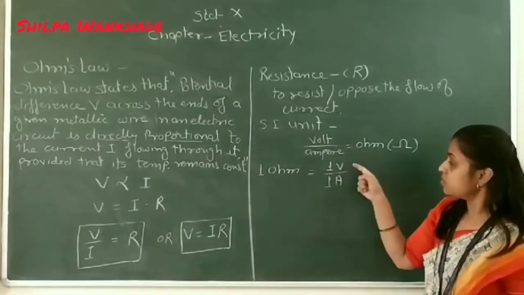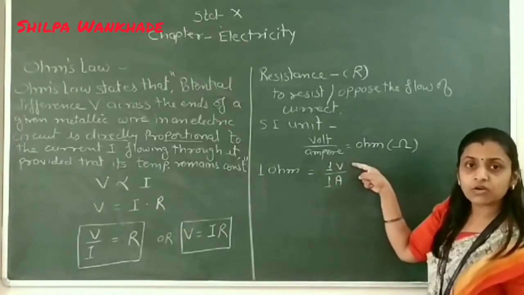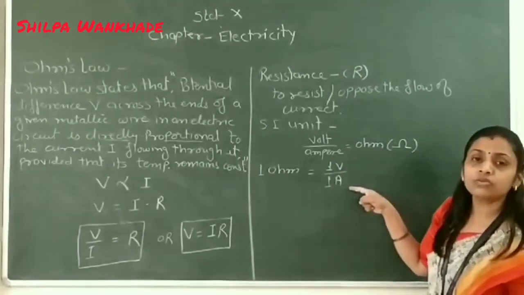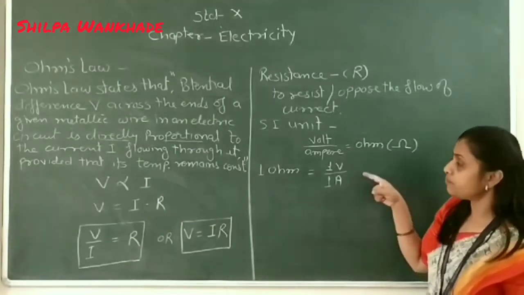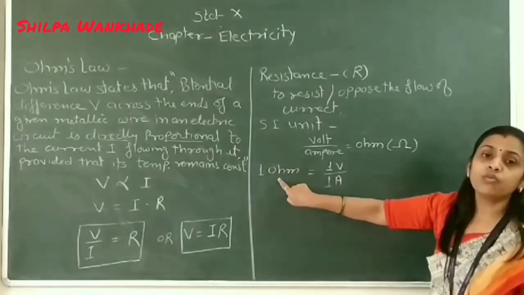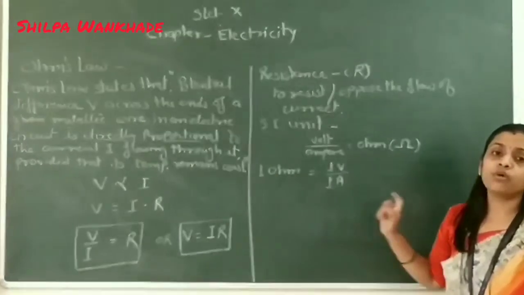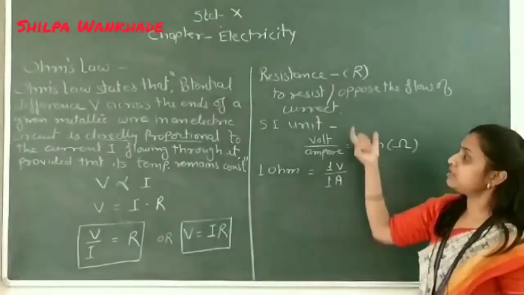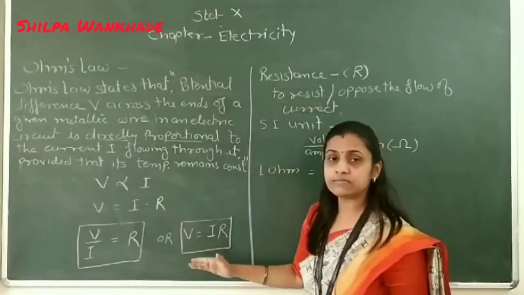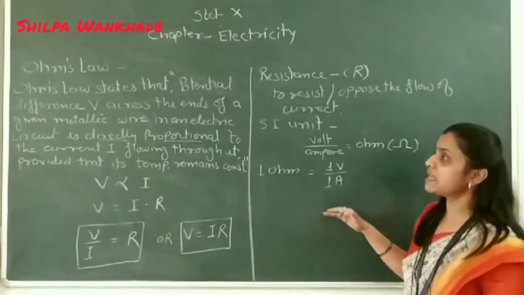Got it? So in this way we can define 1 ohm, and this is nothing but the resistance. So, recapping: what do you mean by Ohm's law? What is its mathematical expression? What do you mean by resistance, and what is its SI unit?